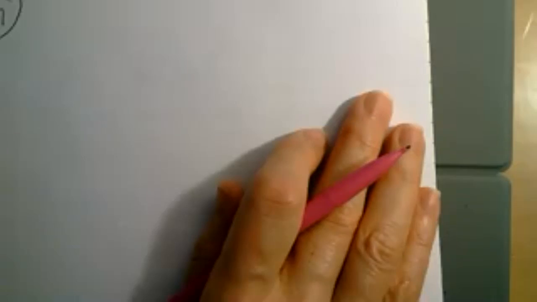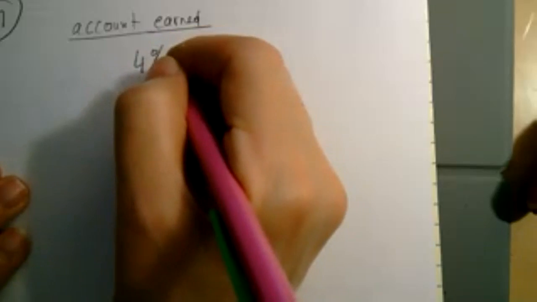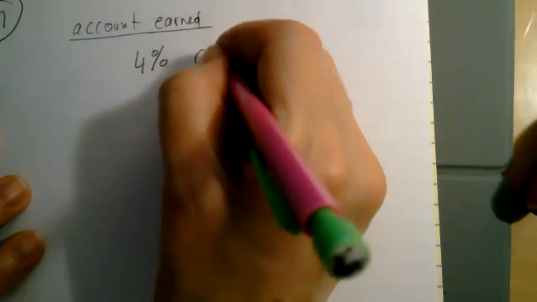Okay, all right, so let's look at number 7. What does number 7 tell you? What's the effective interest rate earned by investing 3,000 in an account earning 4% compounded continuously?